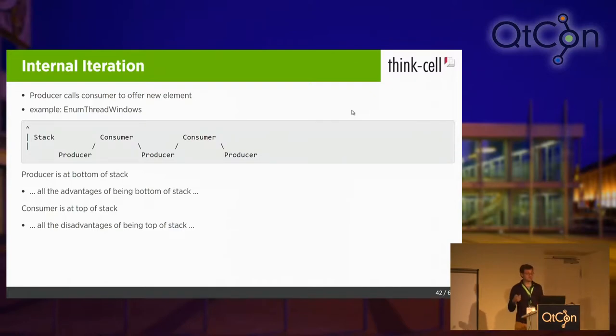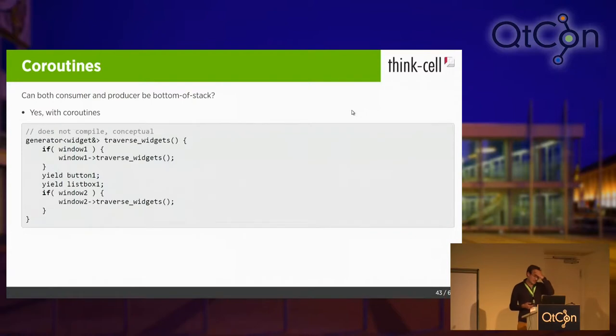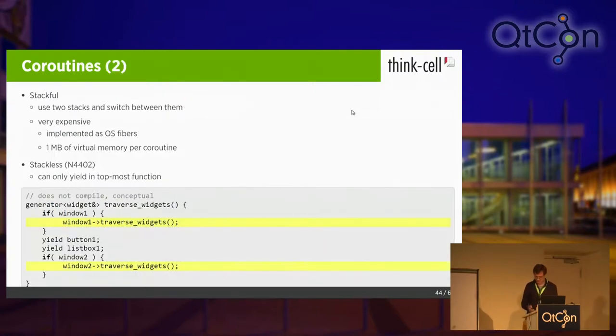Now, how can we integrate these two? Well, it would be nice to have both actually at the bottom of the stack. And yes, you can do this with coroutines. These are really what coroutines are all about. Whenever you hit something that you want to pass on to your consumer, you say yield, and the other guy, who was waiting in its control flow, picks up the item. Quite a few programming languages already have that. C++ doesn't have it yet, but there are actually proposals to do that.